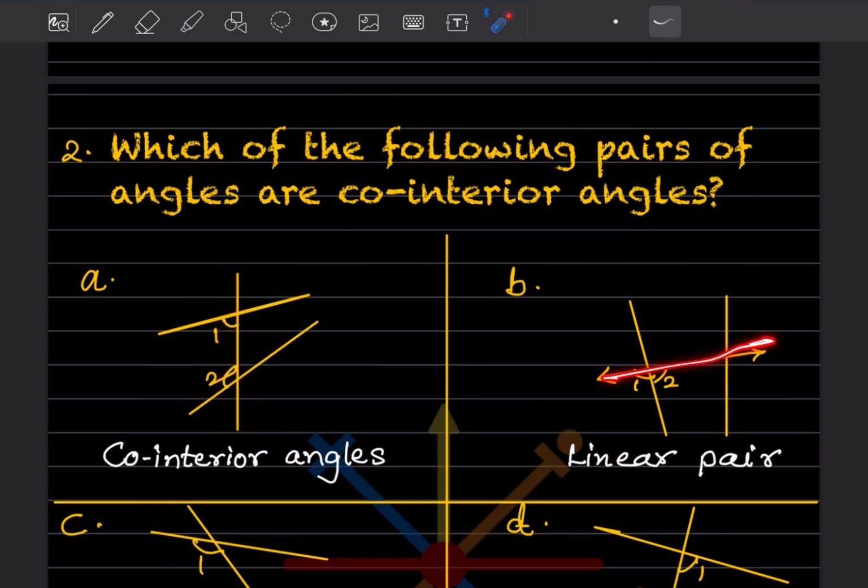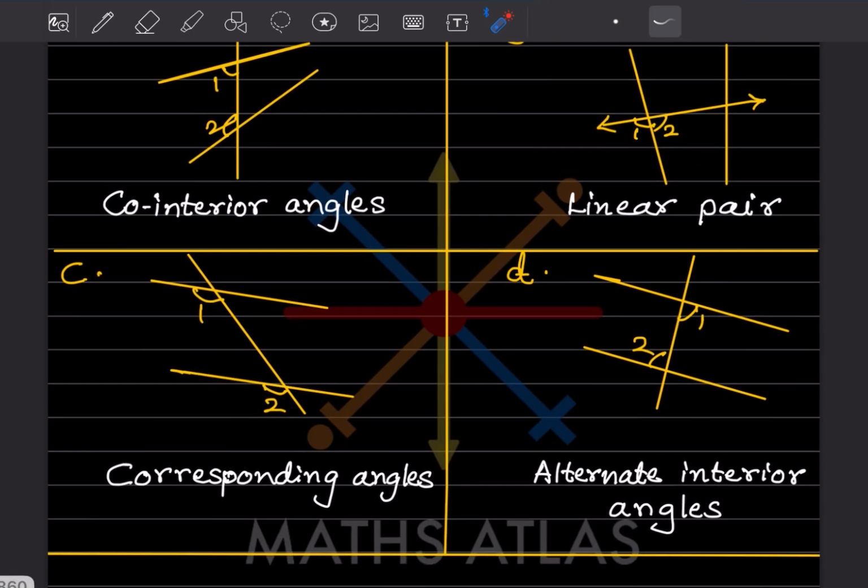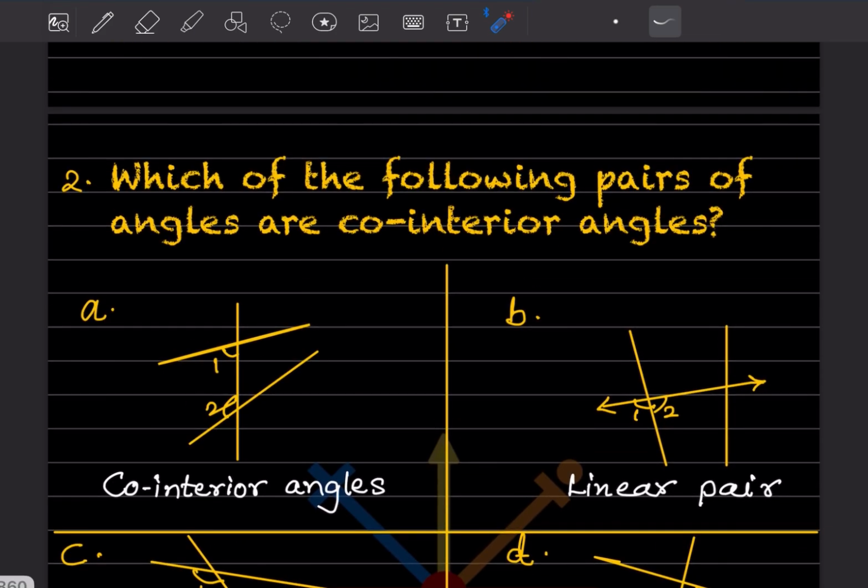Now this is the transversal. One is on this side and the other one is on this side, and together they should be 180. So these are the linear pair. Now the other one, there is no angle here, but here one. So these are the corresponding angles. Now this one is here, this is the transversal, the other one is here, these are the alternate interior angles. They have asked for the co-interior angles, so this one.